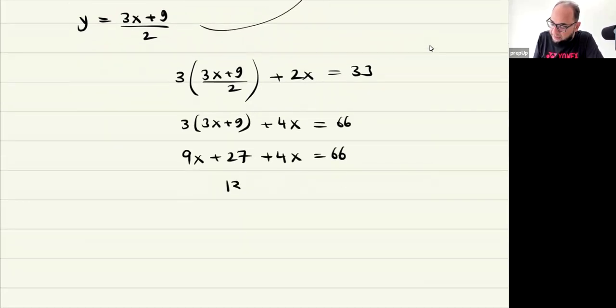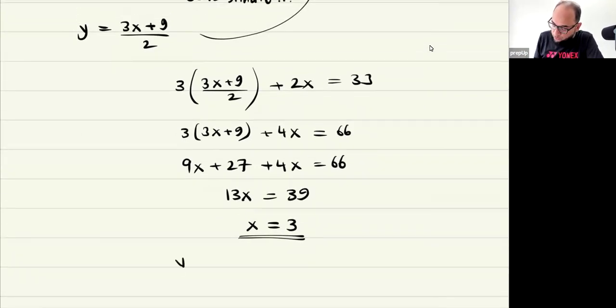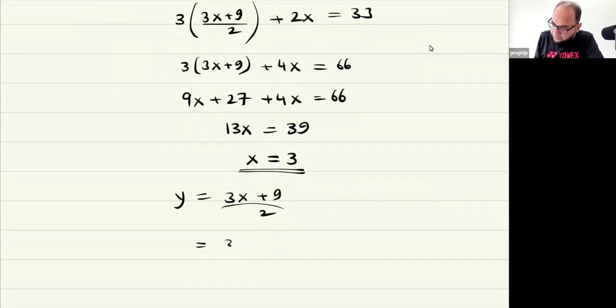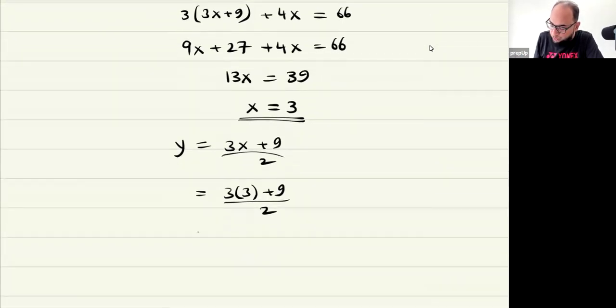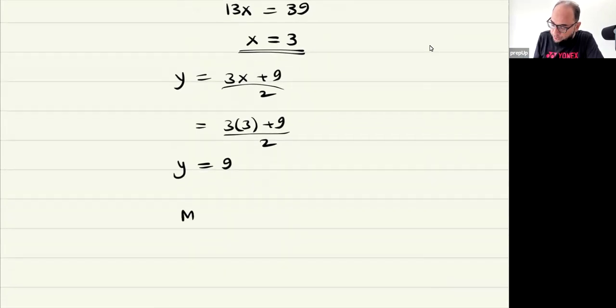9 plus 4 is 13x, and what is the difference between 66 and 27? Let me grab a calculator. 66 minus 27, that is 39. Therefore, x comes out to be 3. And y equals (3x + 9) over 2. That is 3 into 3 plus 9 over 2. 9 plus 9, 18. 18 over 2 is 9. Therefore, the coordinate of that point M is (3, 9).